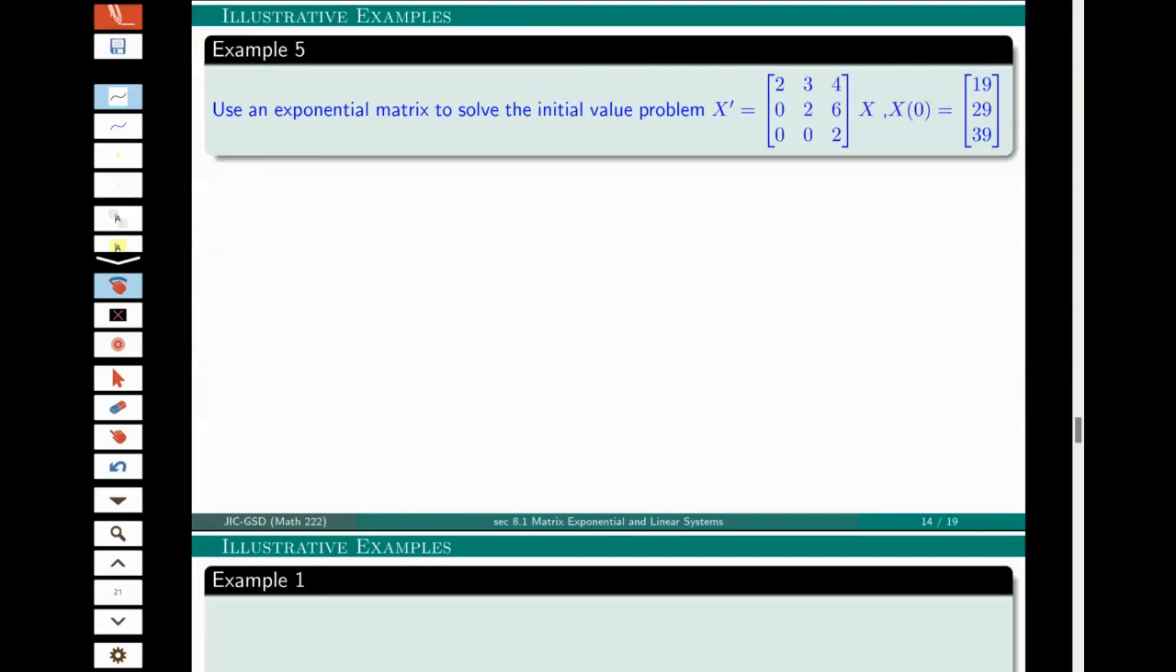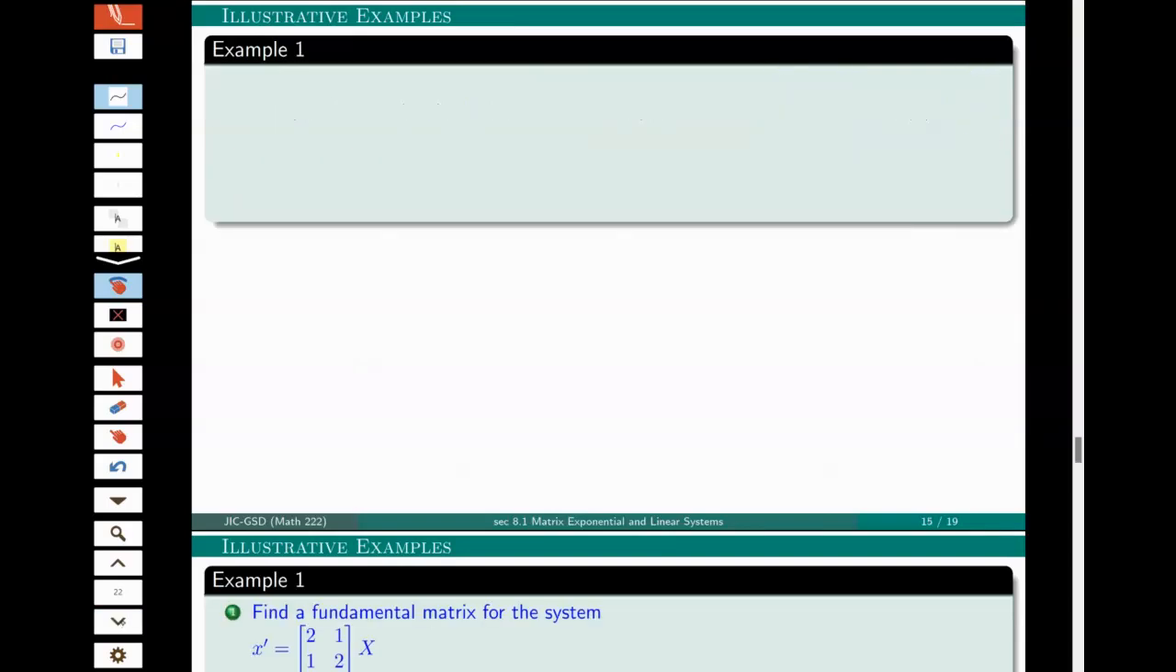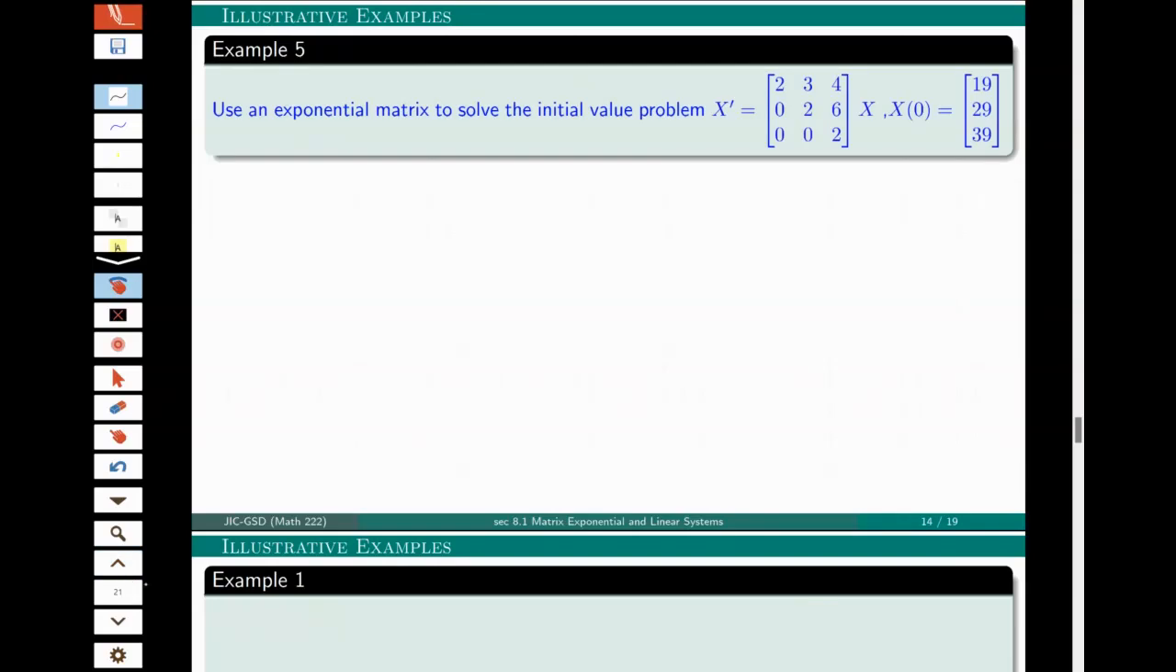Now here it says use the exponential matrix to find the solution of the initial value problem. Okay, so what we will do, we will first find the eigenvalues. So we are going to solve A minus lambda I equal to 0.